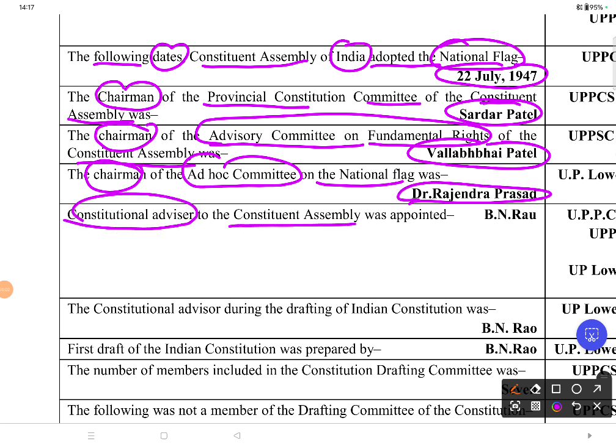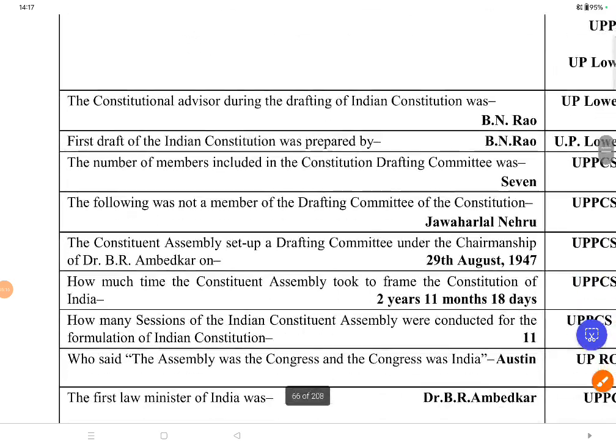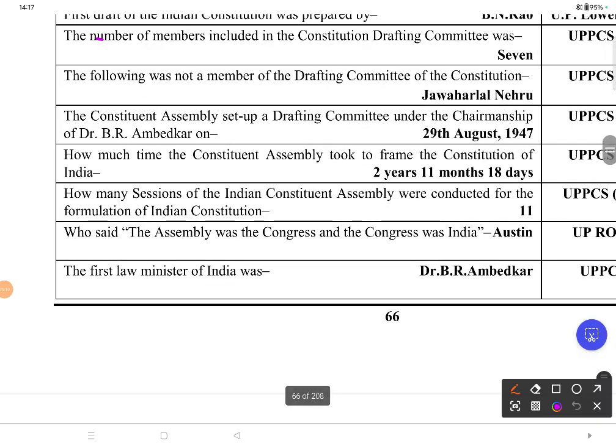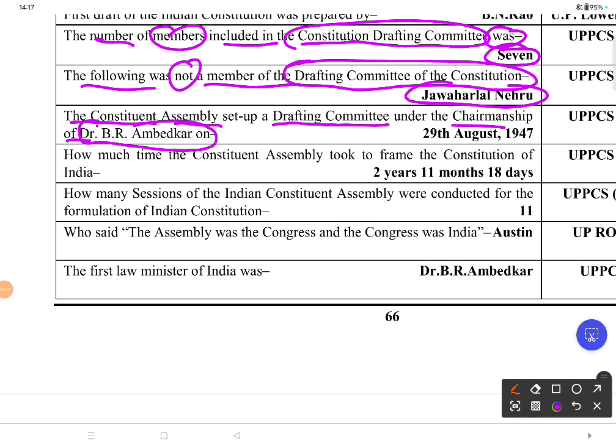Constitutional advisor to the Constituent Assembly was appointed by V.N. Rao. The constitutional advisor during the drafting of Indian Constitution was V.N. Rao. The first draft of the Indian Constitution was prepared by V.N. Rao. The number of members included in the Constitution Drafting Committee was 7. The following was not a member of Drafting Committee of the Constitution, that is Jawaharlal Nehru. The Constituent Assembly set up a drafting committee under the chairmanship of Dr. B.R. Ambedkar on 29 August 1947.